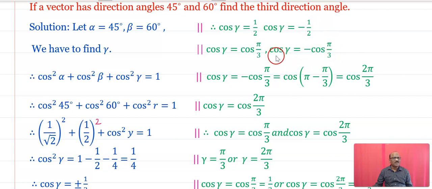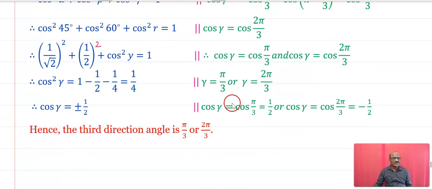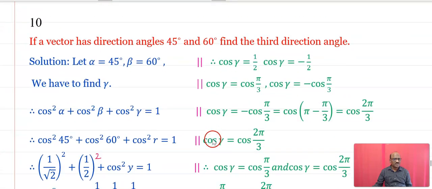cos of pi by 3. By allied angle, cos of gamma equals minus cos of pi by 3, that is nothing but cos of pi minus pi by 3, which equals cos of 2 pi by 3. Therefore cos of gamma equals cos of 2 pi by 3. And here we have the two values of gamma, that is pi by 3 and 2 pi by 3. Hence the third direction angle is pi by 3 or 2 pi by 3.